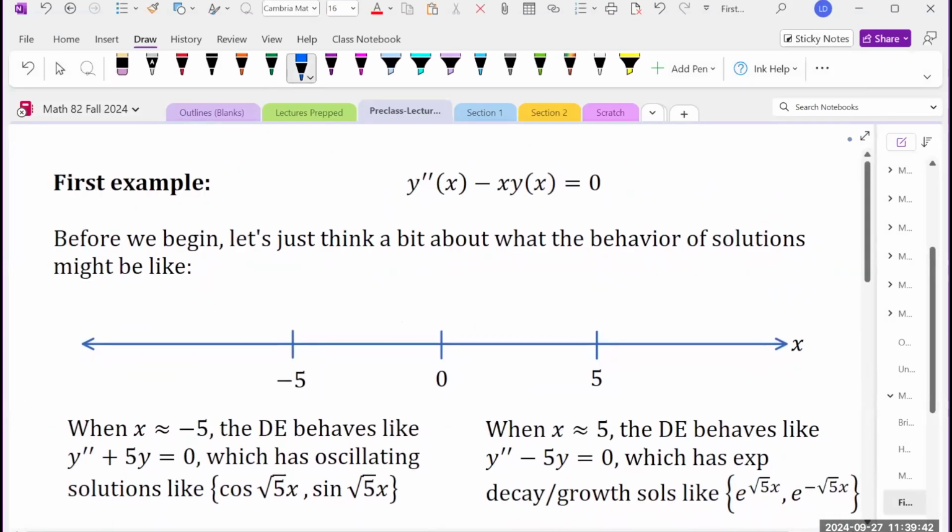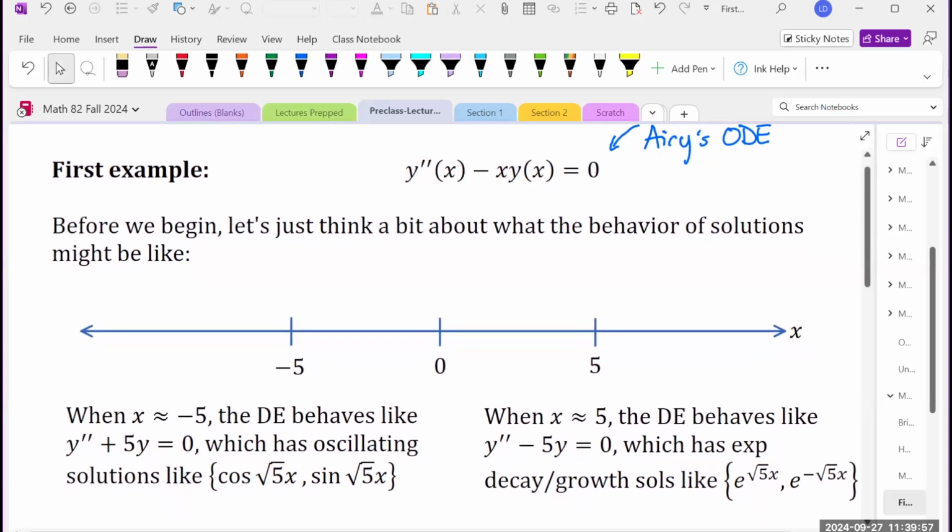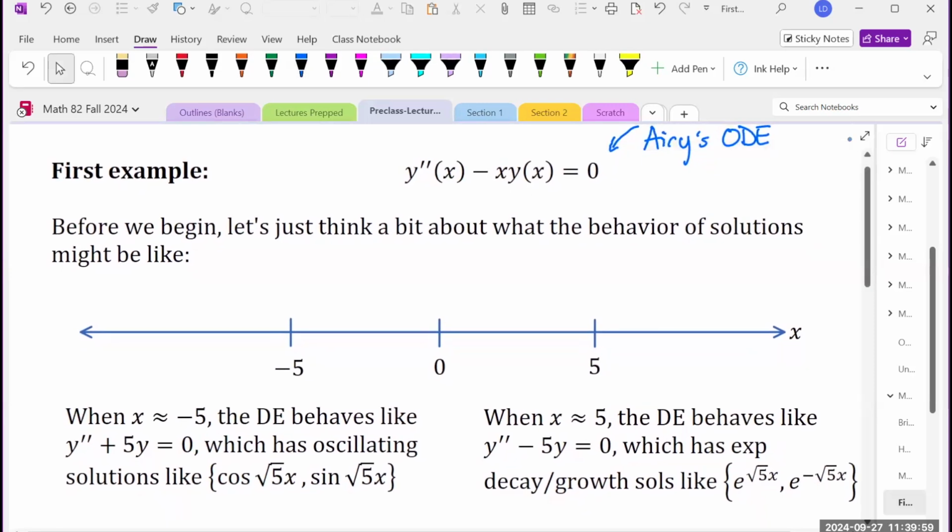Here we come back to this example of an Airy ODE, the solution of which is an Airy function. Now, before we begin, let's think about what it means for the behavior of these solutions to be described by a differential equation whose coefficient is not constant. What happens when we look at the behavior of the differential equation around x being about -5?